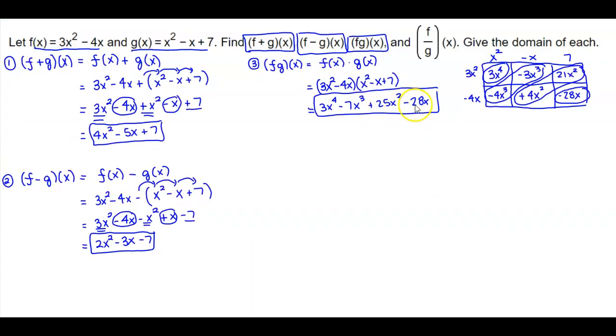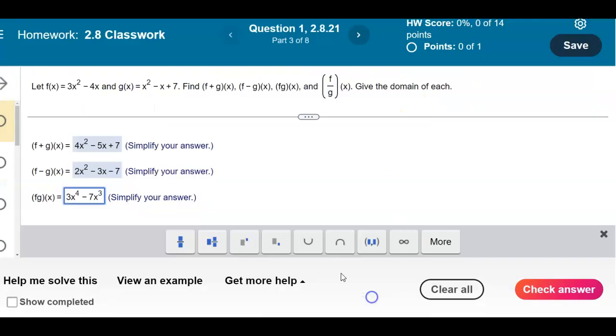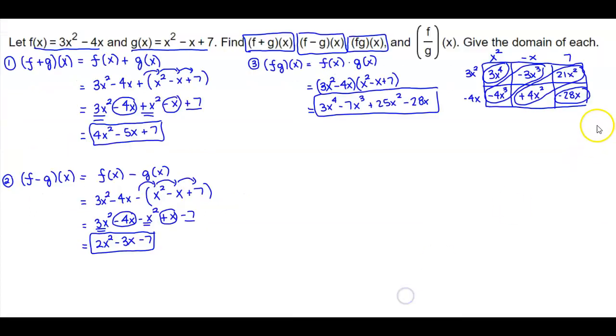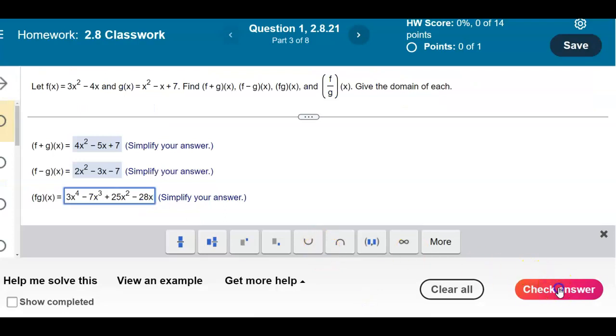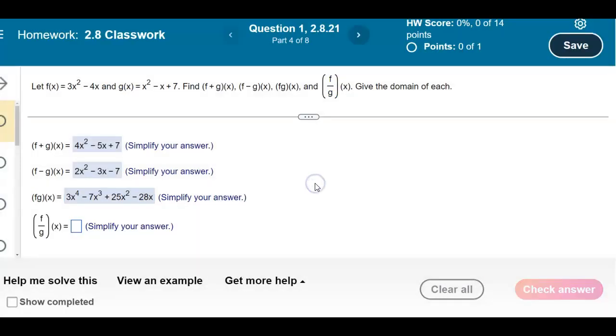And then plus 25x squared minus 28x. So plus 25x squared, and that's minus 28x. Let's just read. So it's 25. Let's go ahead and check our answer, and there's our result.